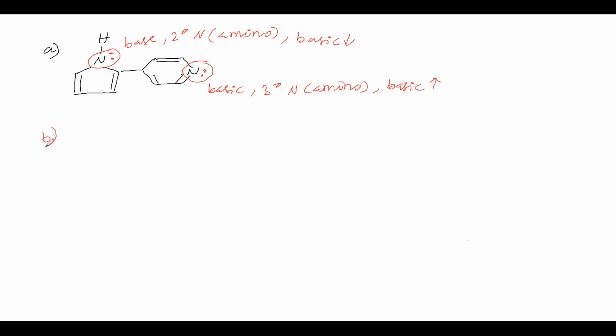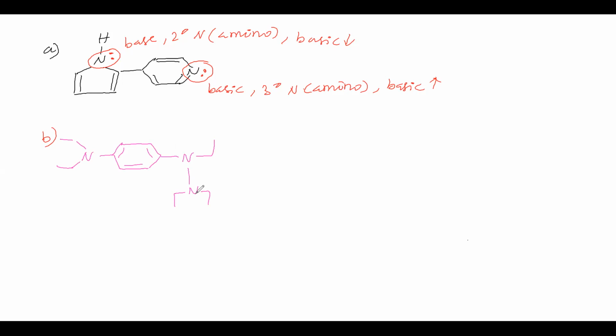Now let us take the second option. In the second option, a nitrogen is connected to a phenyl ring. In this way, here is one tertiary nitrogen, and three nitrogens are given.